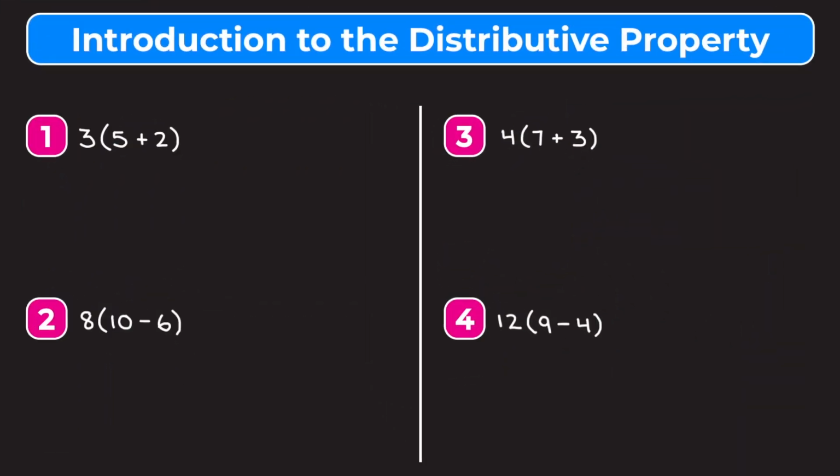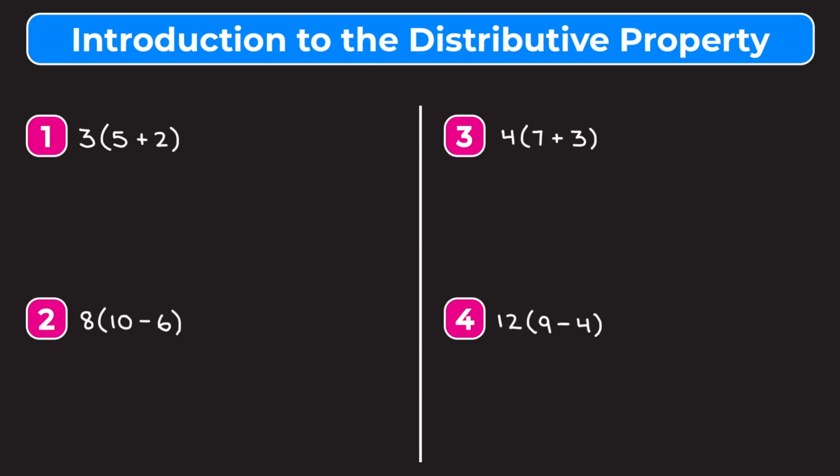In this video, we are going to talk through an introduction to the distributive property, and we're going to go through 8 examples. So let's jump into example 1, which is 3 times the quantity of 5 plus 2. I'm going to show you guys how we can do this using the distributive property, and then show you how it's the same as evaluating it just using PEMDAS.